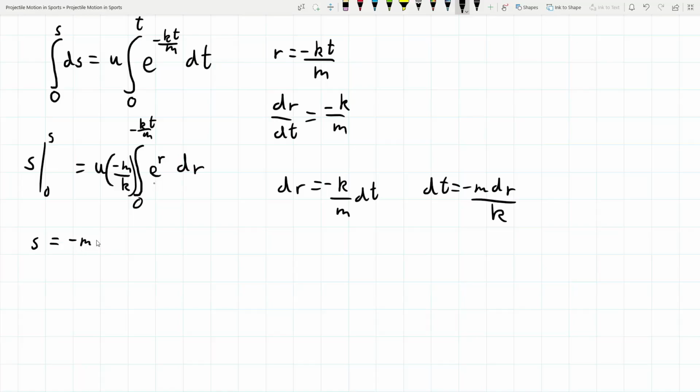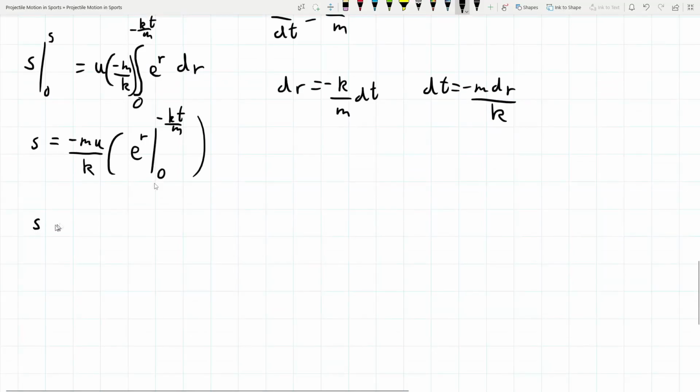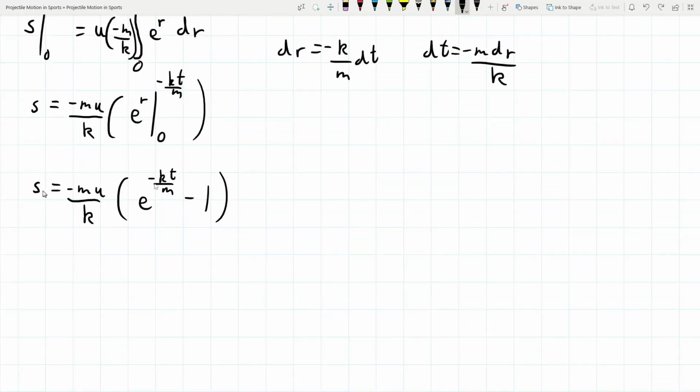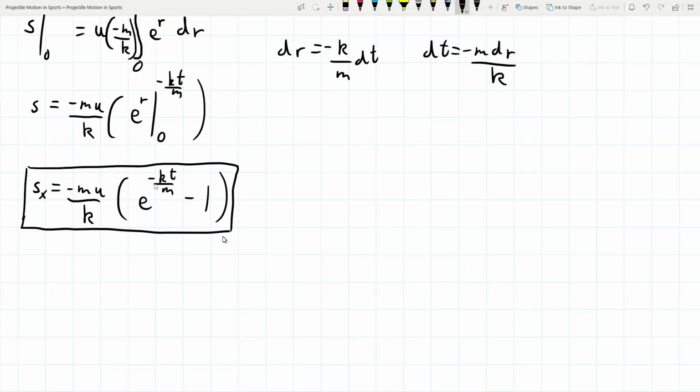equals minus mu over k. So the integral of e to the power of r is just going to be e to the power of r, evaluated from minus kt over m to 0, or the other way around probably. Then we get s equals minus mu over k times, so now we're going to have e to the minus kt over m, and then e to the 0 is just going to be 1, so it's going to be minus 1. And that right there is an equation for the displacement in the x direction. So I'm going to put a big box around it, and that's the end of this part, because I don't want them to be too long.